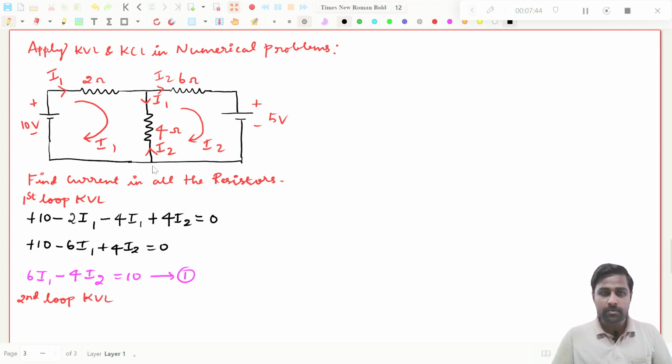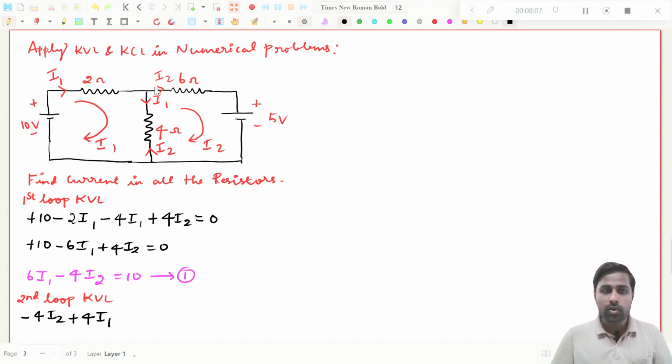So you start from this point. I am going in this way, so this will be minus 4I2. Then I'm going in this direction because my I2 is like this. This I1 is coming opposite to me, right? So if it is opposite, then what you have to do? Obviously, you have to put plus 4 into I1.